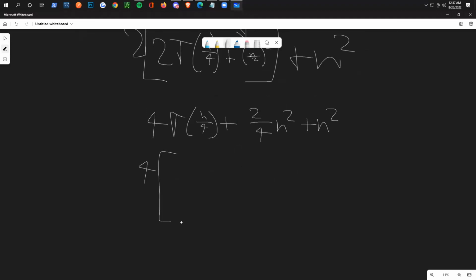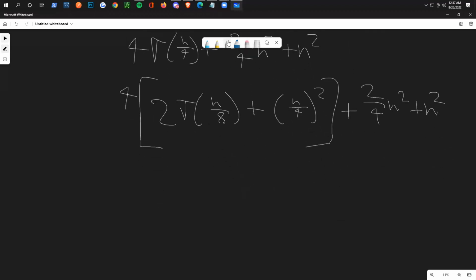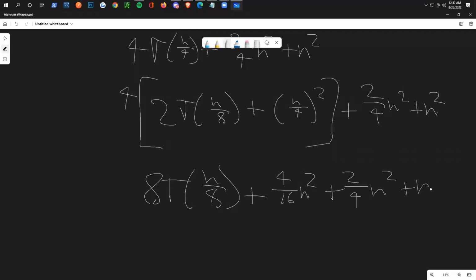Now let's go again. 4 of 2 T of n divided by 8 plus, plug this term in for the n squared, n over 4. Now remember the trailing summation, I forgot to write that first. And now at this point, we're done with our summations. It's going to be 4 over 16 n squared plus 2 over 4 n squared plus n squared.